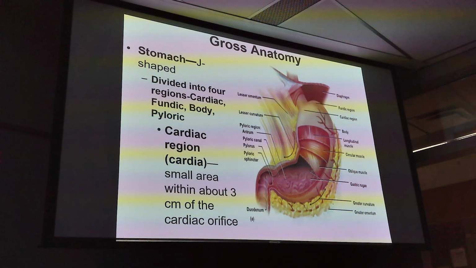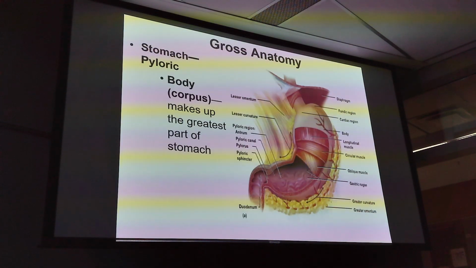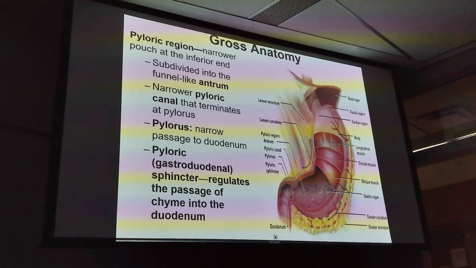So basically know the parts of the stomach. I won't ask what part of the stomach this is, because it's the cardiac, and you can find that. But you need to know the pyloric because that's where the other sphincter is. And that makes up the primary part. The whole bottom part is the pyloric. The pyloric region.